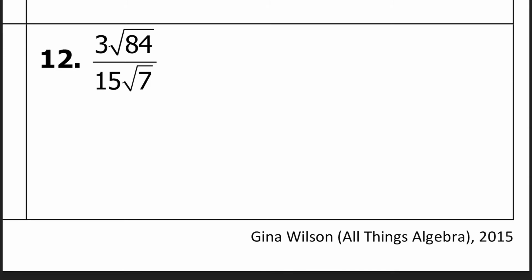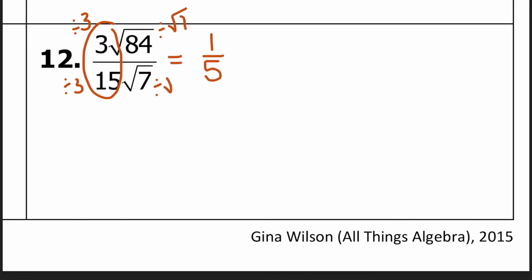All right, so looking at this one, I know that 3/15 is equal to 1/5 if I divide by 3 and divide by 3. I know that 7 times 12 is 84, so I can divide by square root of 7. And so square root of 84 divided by square root of 7 is square root of 12 over 1. So this is really square root of 12 over 5.